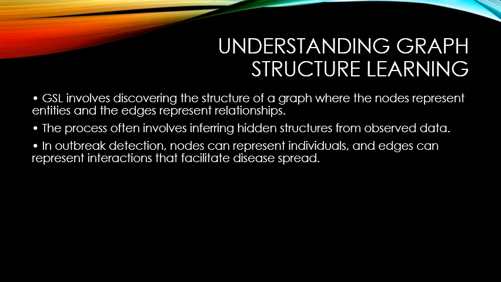Understanding graph structure learning (GSL) involves discovering the structure of a graph, where the nodes represent the entities and the edges represent relationships. The process often involves inferring hidden structures from observed data. In outbreak detection, nodes can represent individuals and edges can represent interactions that facilitate disease spread.